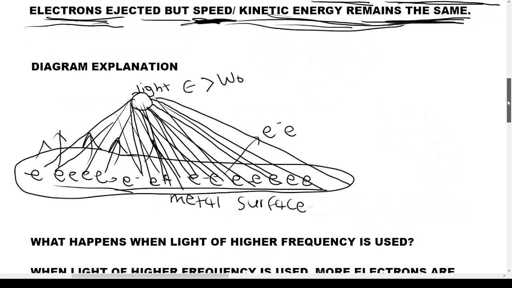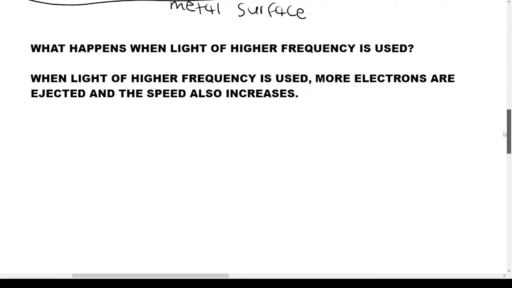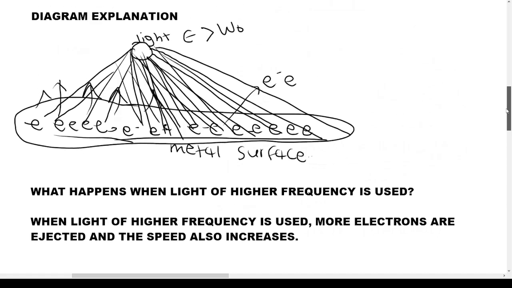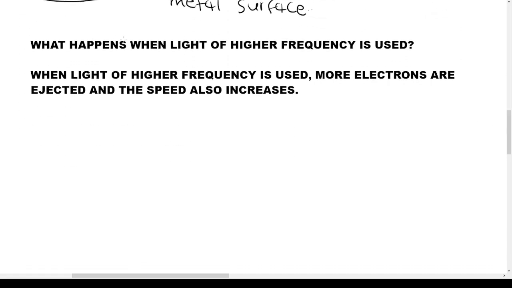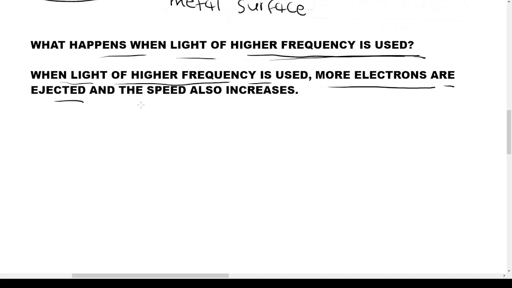Keep that in mind. Okay, now the second thing they will ask you about: if the frequency is changed to a higher frequency. In other words, what happens when a light of higher frequency is used? When a light of higher frequency is used, more electrons are ejected, meaning removed. And also the speed will increase, because if you use a higher frequency, then the speed will also increase.